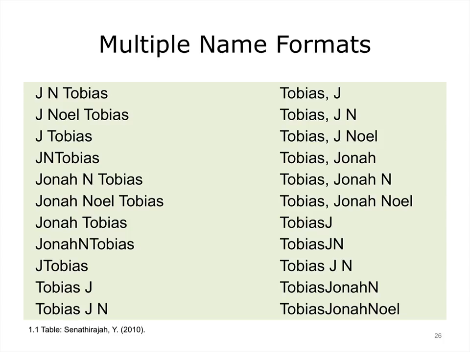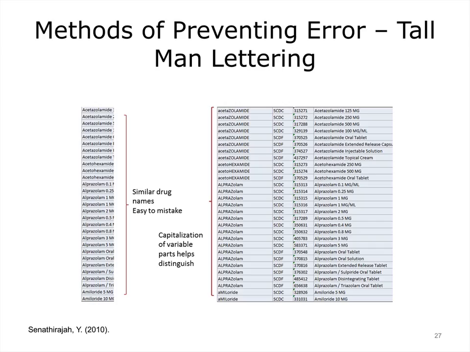Multiple name formats, as shown here, are just one of the design issues that must be addressed carefully. Drug names, with their common stems and varying suffixes, are another. Because of the similarity in names and the fact that in alphabetized pick lists they will appear together, the risk of the wrong drug being selected increases. They may be capitalized for the parts that vary to make clear distinctions.